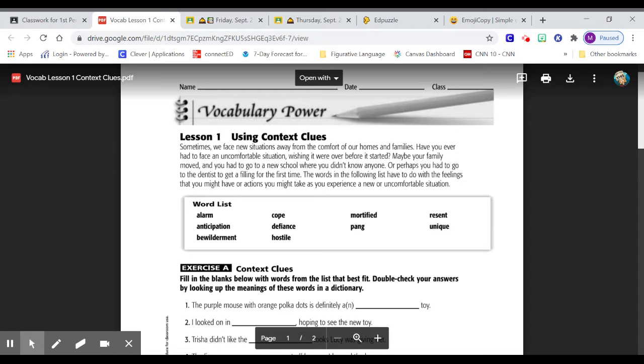Our word list has 10 different words in it: alarm, anticipation, bewilderment, cope, defiance, hostile, mortified, pang, resent, and unique.